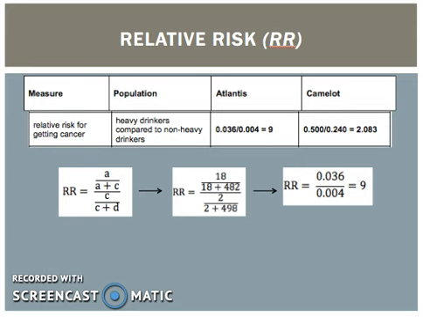Moving on, we'll look at relative risk. Here you can see the relative risk formula. Using a 2x2 table of data, you can fill in the formula to find your result, which in the case of Atlantis, the relative risk of getting cancer is 9. Which means those who drink heavily are 9 times more likely to get stomach cancer than those who do not drink heavily.